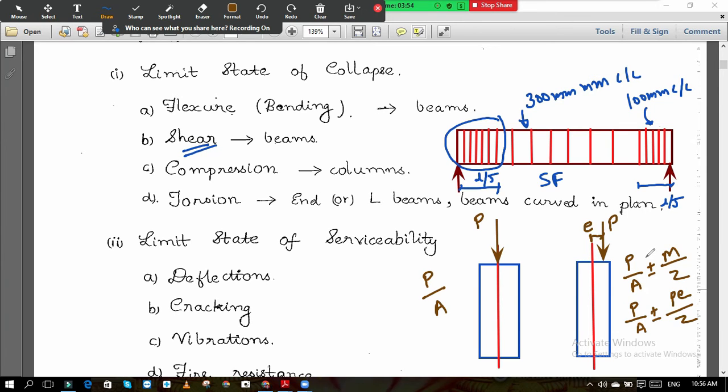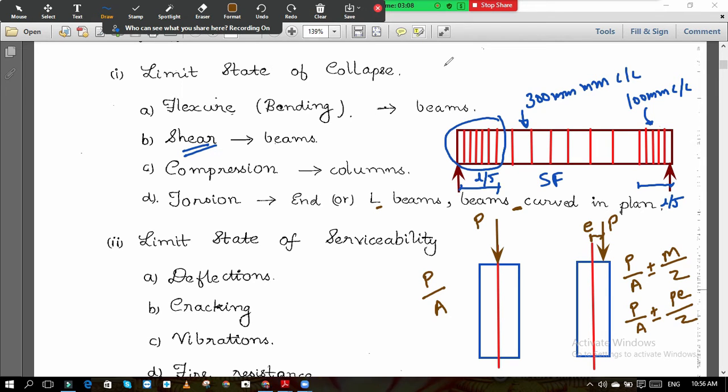Then the last one is the torsion. In the case of L beam, torsion will be there as it is in the corner. We have T beam, L beam, then beam curved in plan. This portion, beam curved in plan, is for MTech. Right now you have not seen this. L beam design, I think we have seen that, T beam design, L beam design. All these things come under the limit state of collapse. The next is the limit state of serviceability.